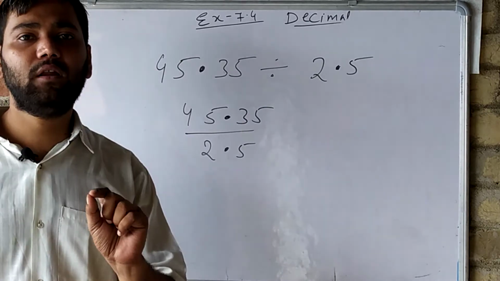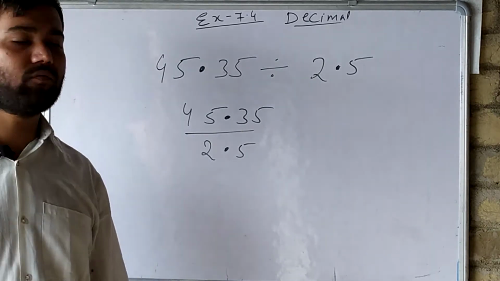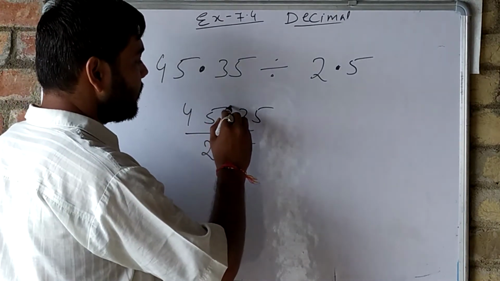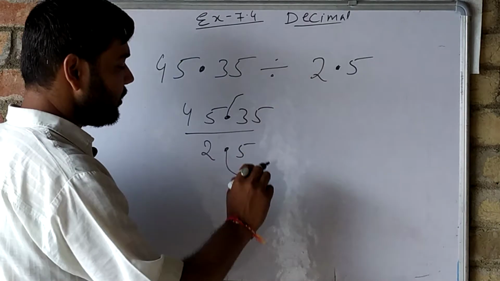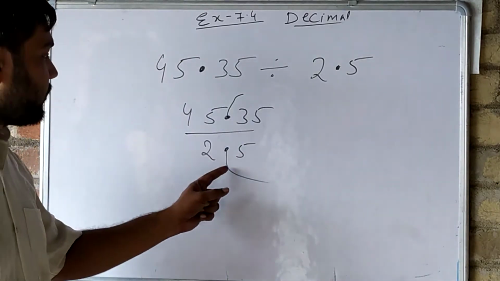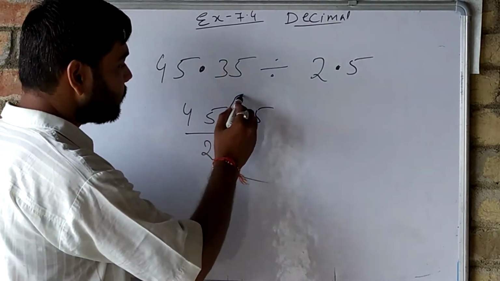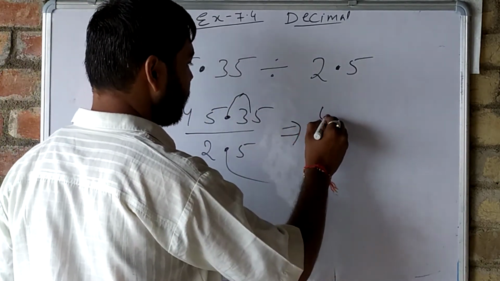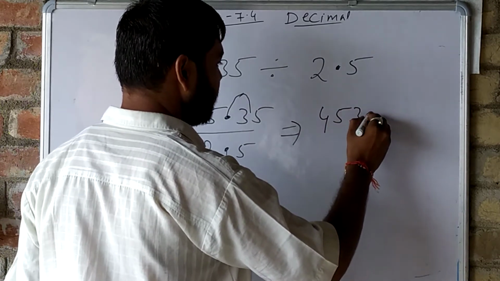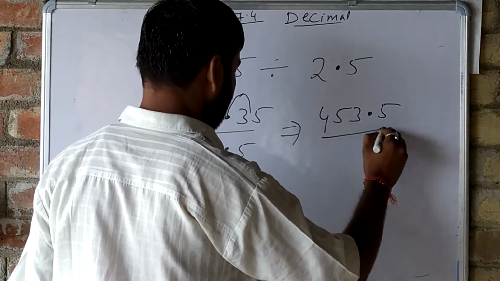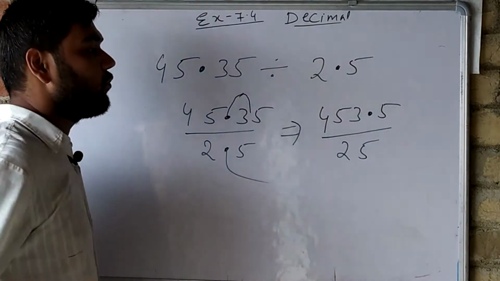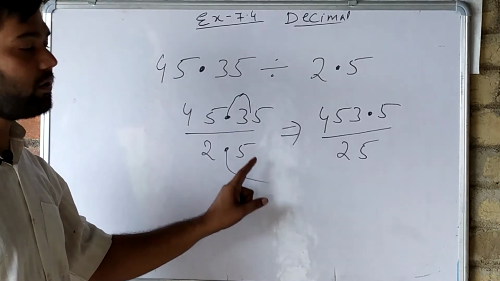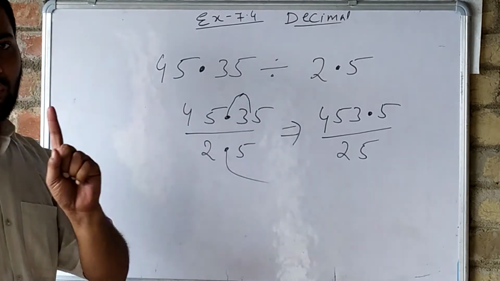A little bit different from what I told in my first video. So what will we do? We will shift, because here the decimal will be removed, shifted by one place. So here also we will shift by one place only. So it will come here. Now it will convert to 453.5 upon 25. Why? Because when it is shifted one place in the denominator, in the numerator also we will shift one place only.